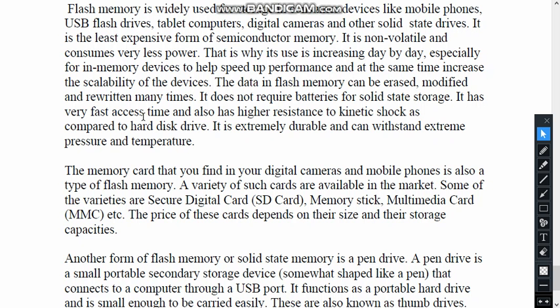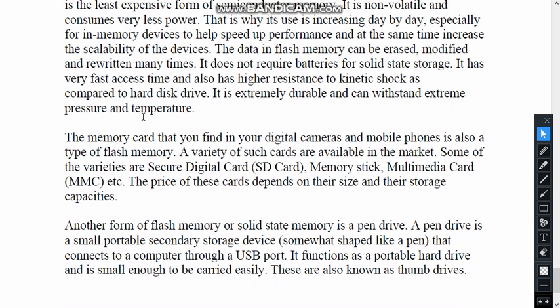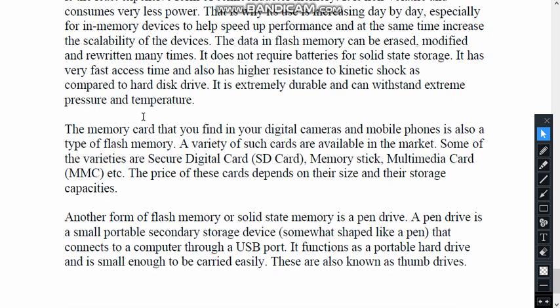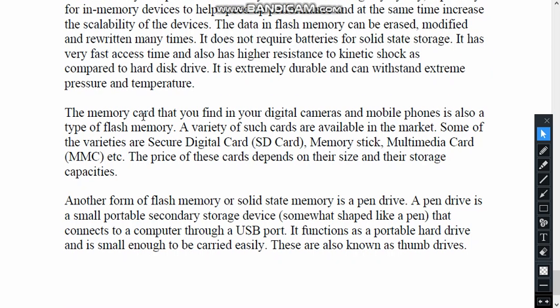Now, another form of flash memory or solid state memory is the pen drive. A pen drive is a small portable secondary storage device which connects to the computer through a USB port. It functions as a portable hard drive which can be moved easily. This is also known as a thumb drive.